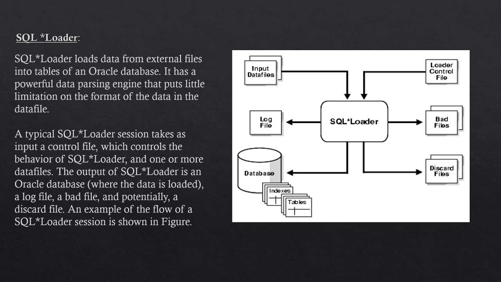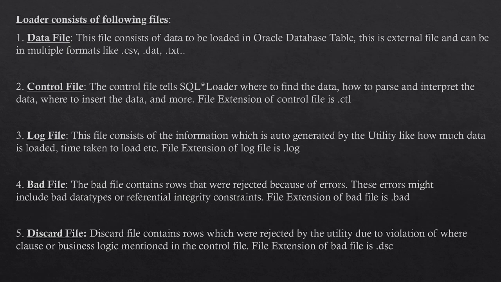Then we have the log file, bad file, and discard file. These are auto generated files which are generated by the utility itself. These contain certain information, like the log file contains information of how many rows are inserted, how much time is taken, and many more. Then we have the bad file and discard file. These files contain the rejected rows. These are also auto generated by the utility, and if everything is right, then our data will get inserted in the database.